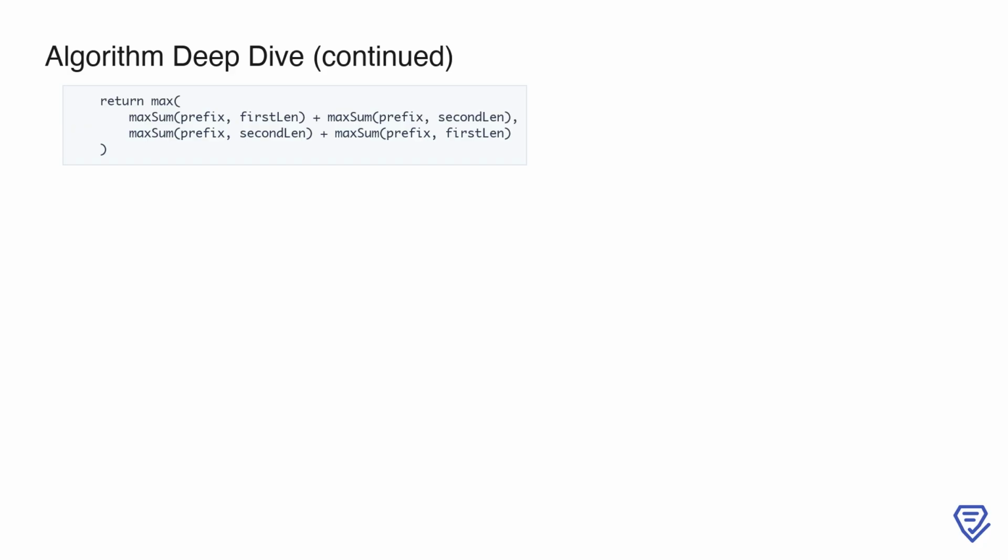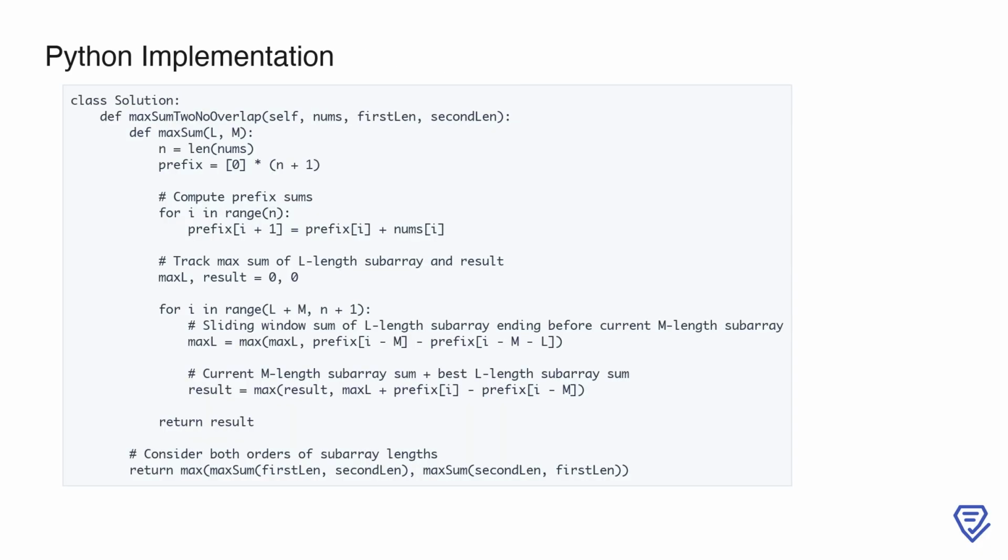By focusing on non-overlapping constraints and leveraging dynamic tracking of subarray sums, this approach efficiently solves the problem while adhering to the constraints. This solution computes the maximum sum of two non-overlapping subarrays using a sliding window and prefix sum approach. Here's the breakdown. 1. Prefix sum computation. A prefix sum array is built to compute subarray sums in O(1) time. Each element prefix[i] holds the sum of the first i elements of nums.